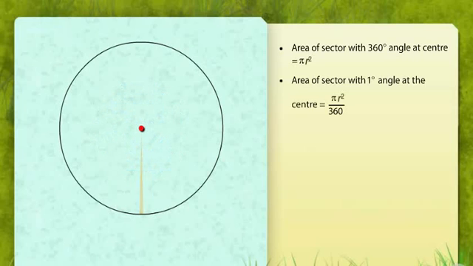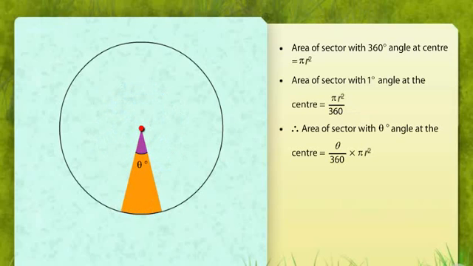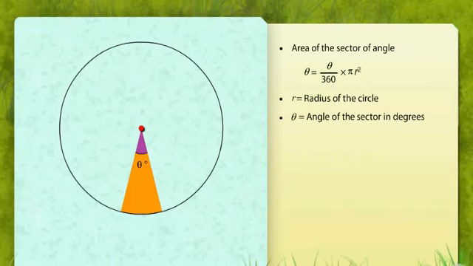By the unitary method, the area of a sector that forms 1 degree angle at the center is pi r square upon 360. So the area of a sector with theta degree angle at its center is theta multiplied by pi r square upon 360. You can use this formula to calculate the area of any sector.